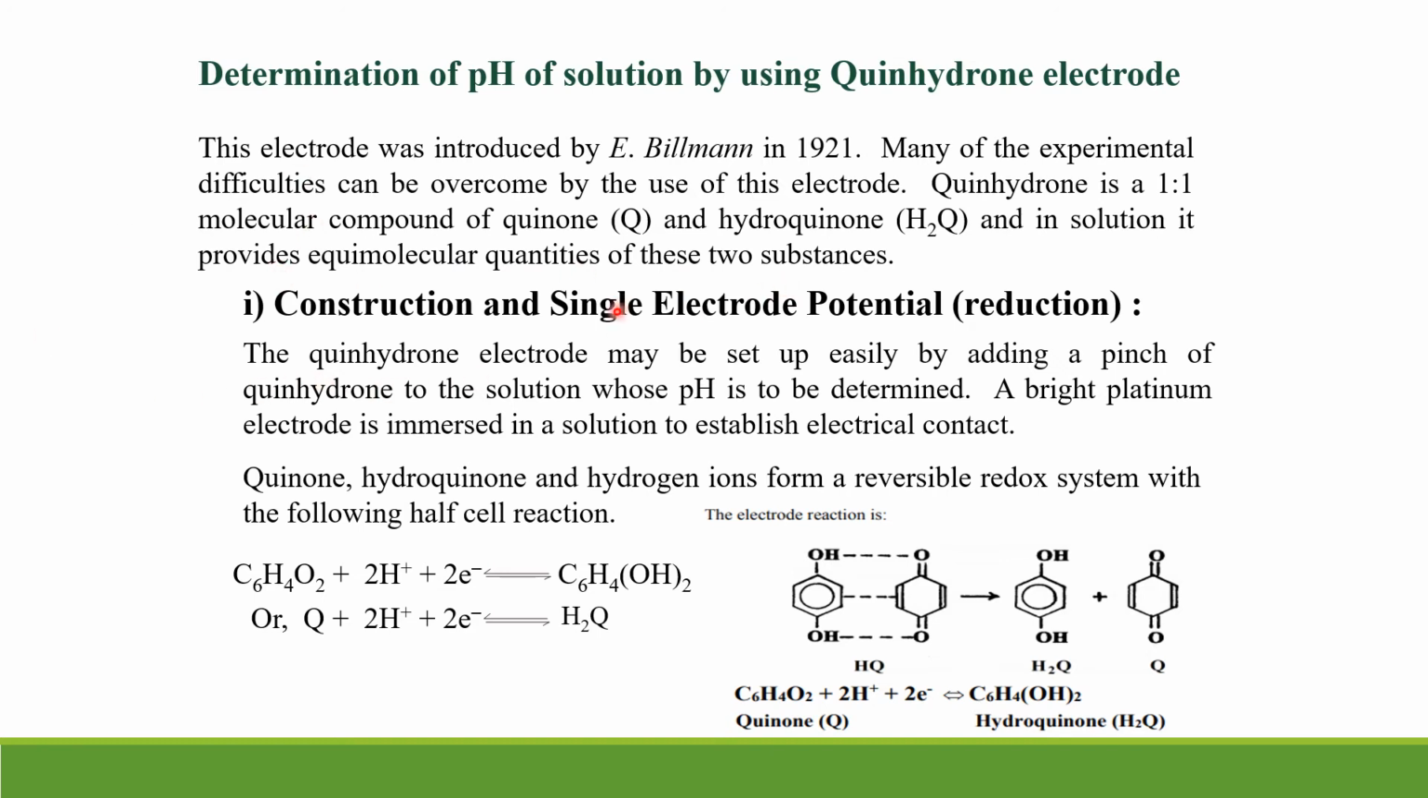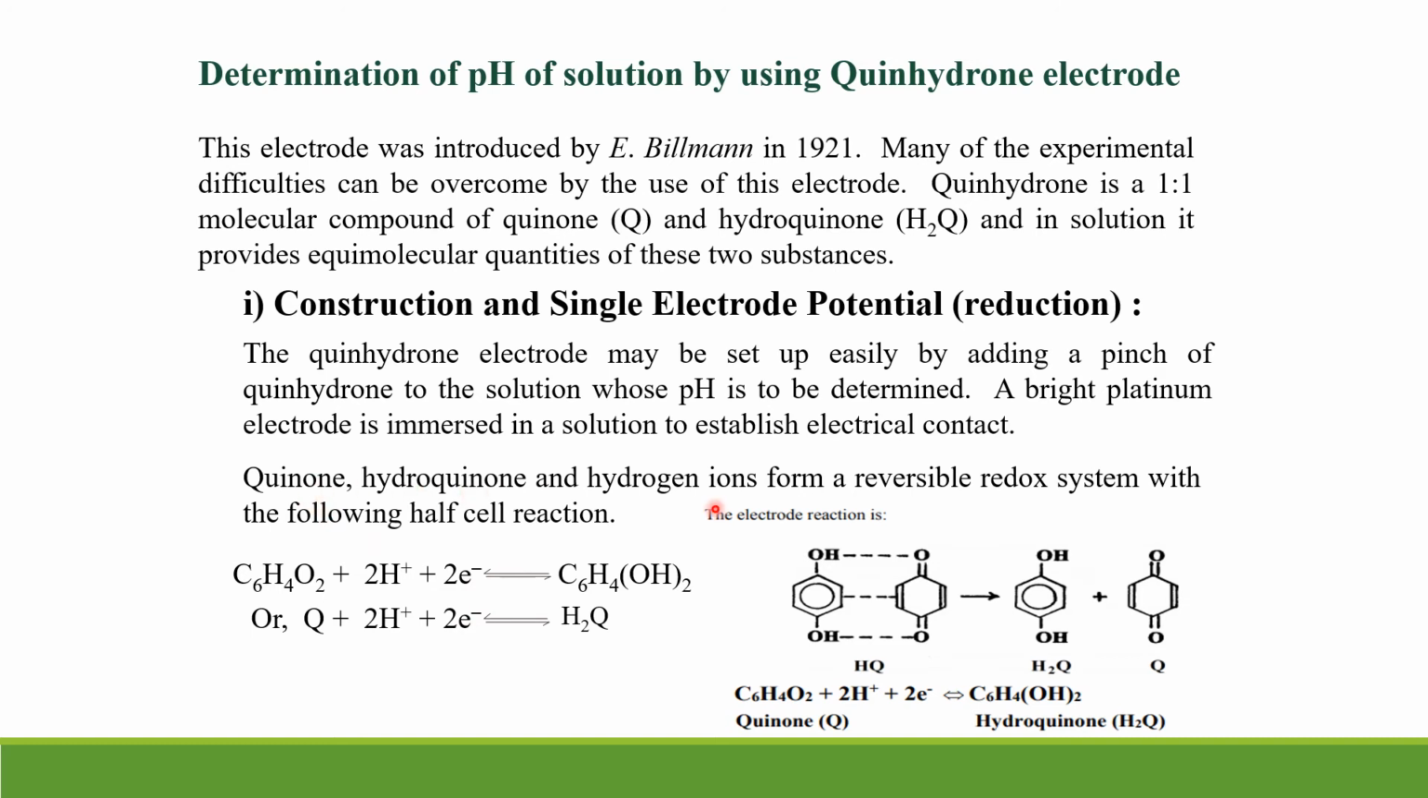So let us discuss the construction and how to measure the single electrode potential, again reduction potential, of this quinhydrone electrode. The quinhydrone electrode may be set up easily by adding a pinch of quinhydrone to the solution whose pH we have to determine. That is, in our experimental solution, you have to add a pinch of quinhydrone powder. A bright platinum electrode is immersed in the solution to establish the electrical contact. Now here you can see the construction of this quinhydrone electrode.